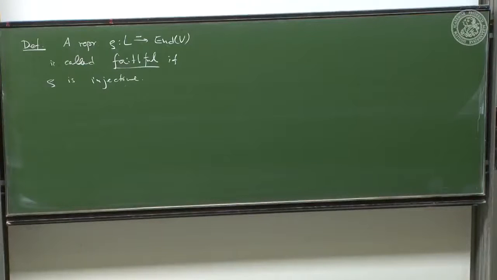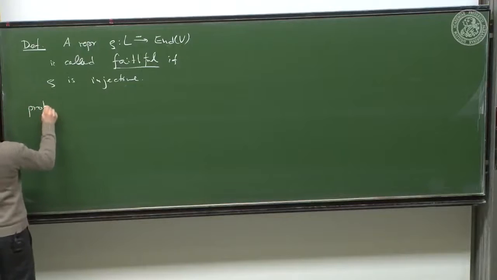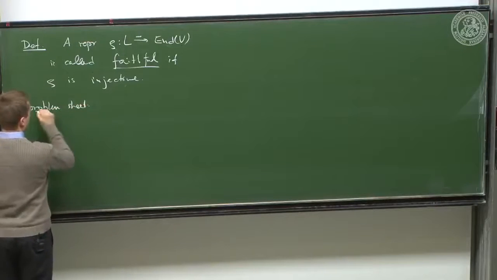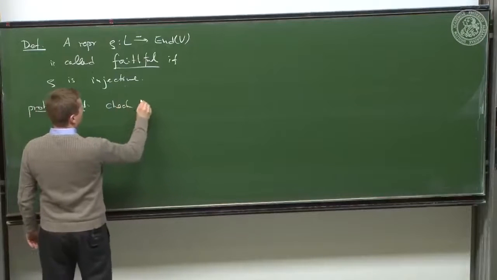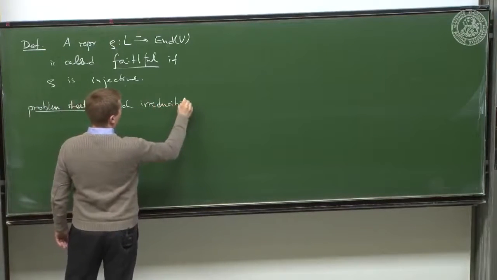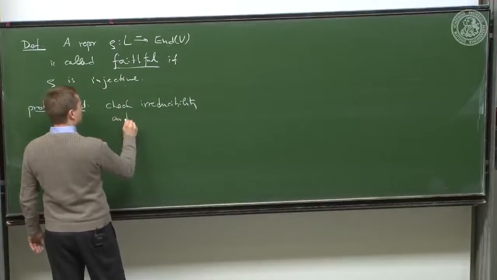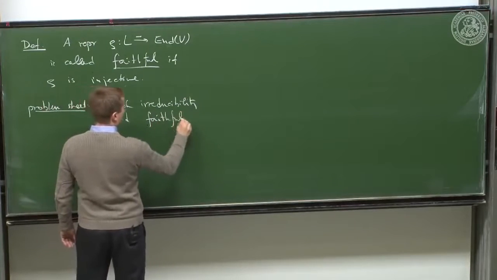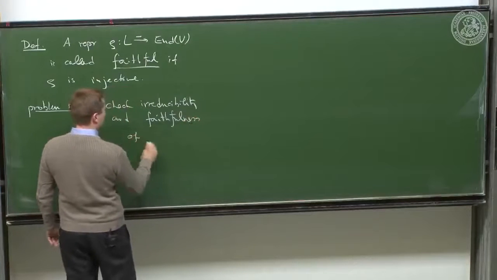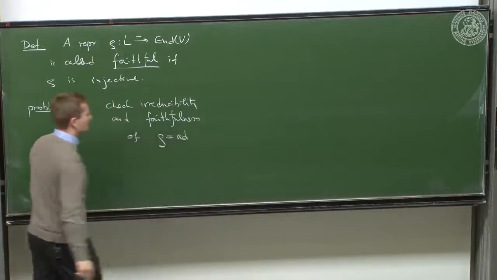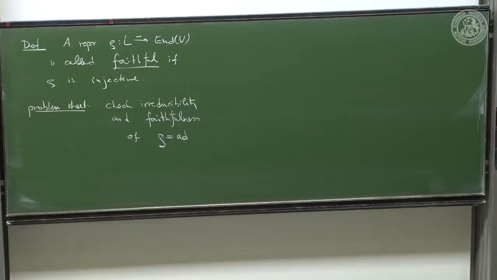So you could check whether the adjoint representation, for instance, is injective. And you could check whether the adjoint representation is irreducible. Okay, well, let's formulate this as a homework problem. So let's say problem sheet: check irreducibility and faithfulness of rho equals ad, the adjoint representation.